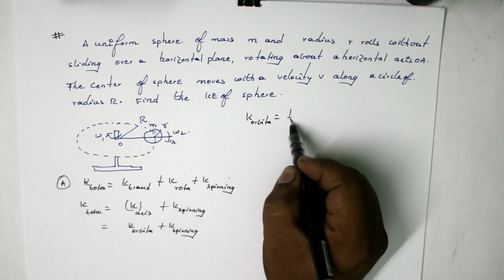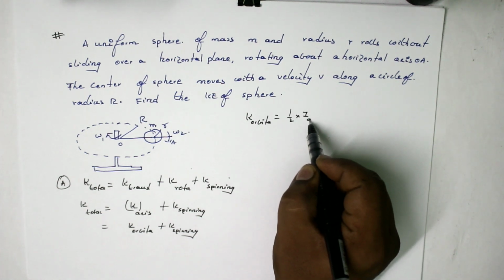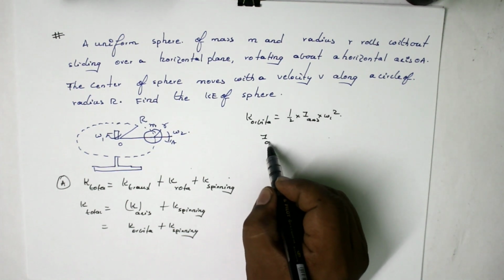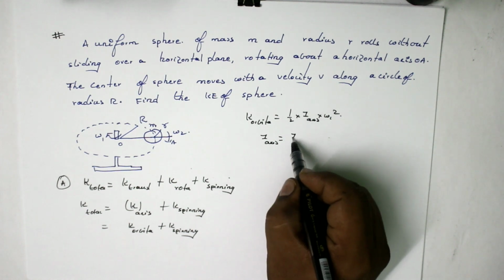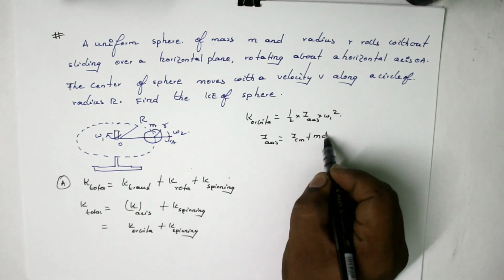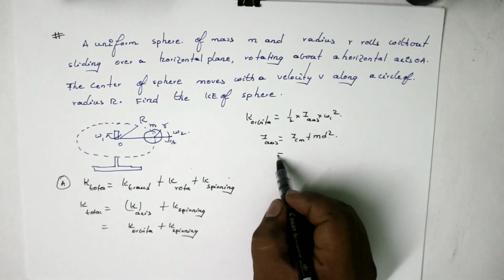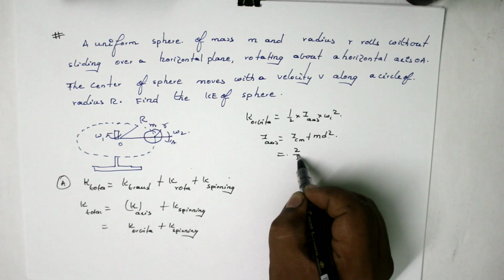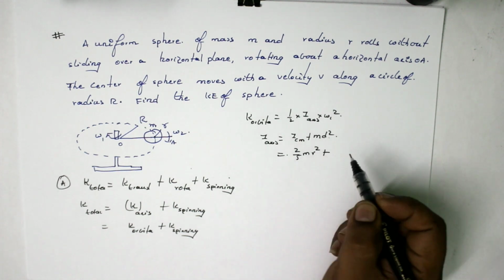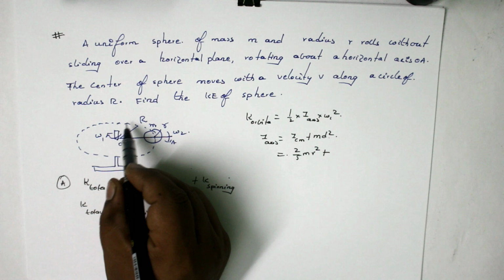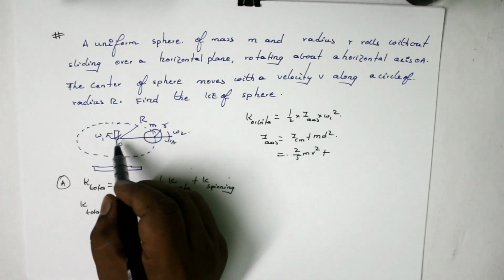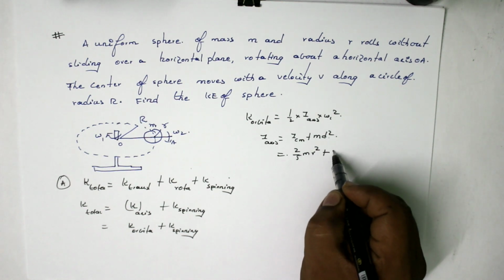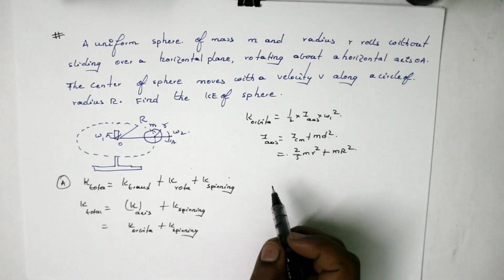So this I will write as half into I axis into omega 1 square. So how can I write I axis? I can write I center of mass plus md square by using the parallel axis theorem. Around the center of mass, this sphere has a moment of inertia of 2 by 5 mr square, but the original axis is here, around which the sphere is rotating, at a distance of capital R. So in this condition, d will become capital R. So m capital R square.